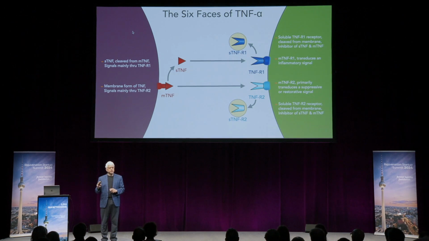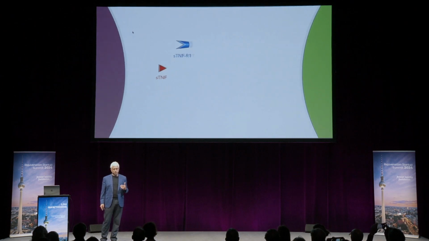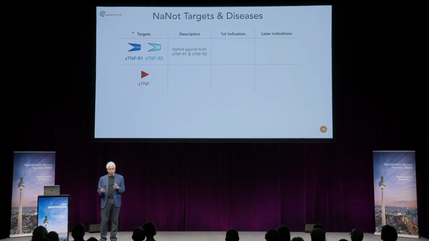Both of the TNF receptors can cleave off under certain circumstances into a soluble form. They are then decoys, inhibitors of TNF. All solid tumor cancers cleave off their TNF receptors into a soluble form to inhibit incoming TNF. It's a fundamental immune evasion strategy that cancer employs. So these 3 soluble forms of the 6 forms of TNF are the targets of nanots under development, among other targets, but these are our first.